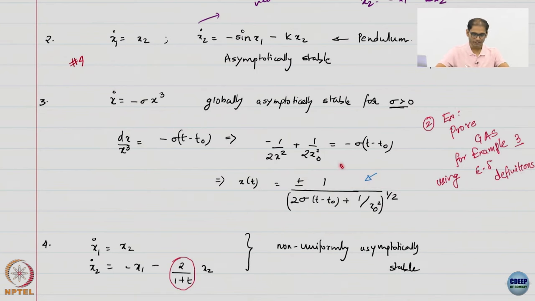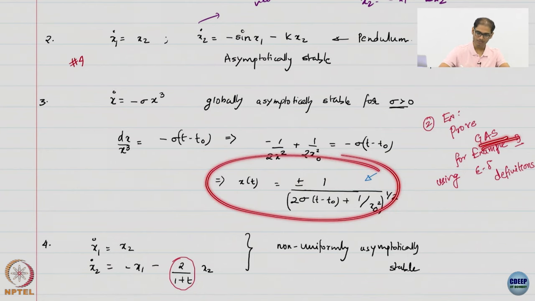Yeah, because attractivity is obvious, right? I mean, you don't have to do any work at all. Yeah, but stability, you might have to do a little bit of work. Okay, so that's an exercise here. You have to prove that this is globally asymptotically stable.